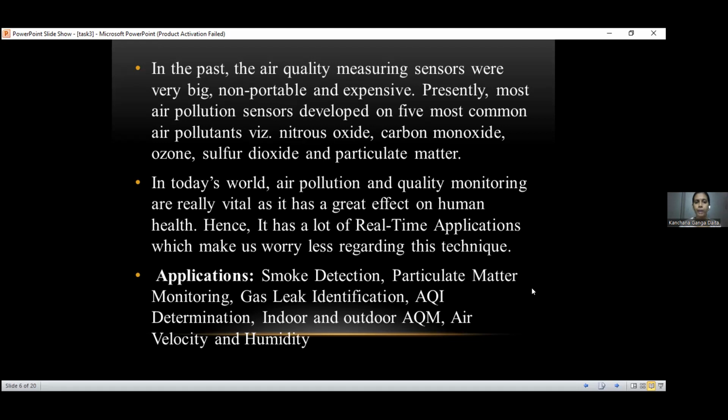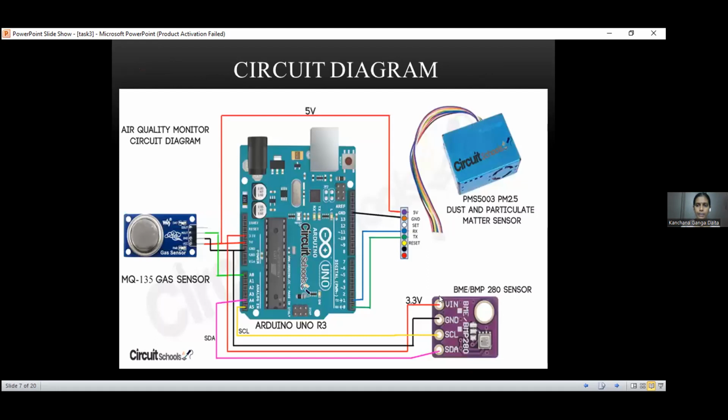And particulate matter monitoring is also important. As we have said previously, gas leak identification is also one of the important things. And coming to AQI determination, indoor and outdoor air quality monitoring, air velocity and humidity are also to be measured. Why are air velocity and humidity to be measured? Because with that only we can get the temperature and air pressure also, so that we can estimate the future occurring circumstances.